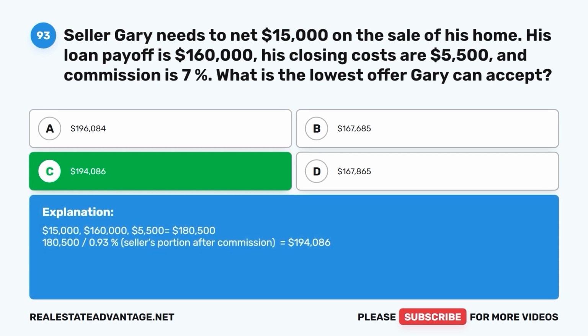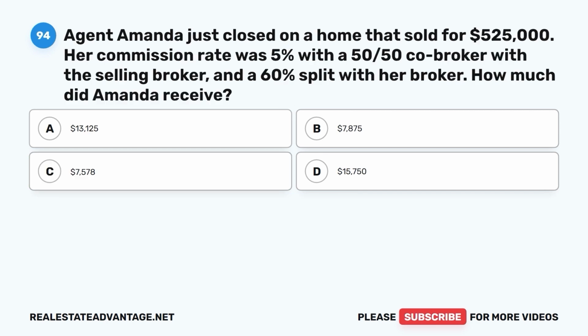$15,000 plus $160,000 plus $5,500 equals $180,500. $180,500 divided by 0.93, the seller's portion after commission, equals $194,086. Question 94. Agent Amanda just closed on a home that sold for $525,000. Her commission rate was 5% with a 50-50 co-broker with the selling broker and a 60% split with her broker. How much did Amanda receive?